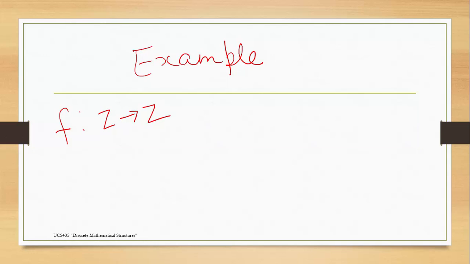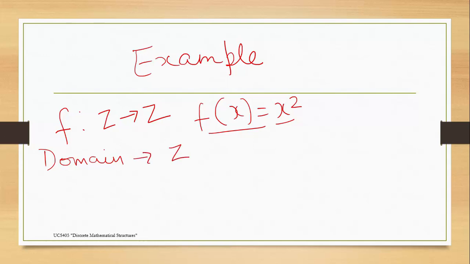Now taking one example for understanding the concepts. Suppose f is a function defined from the set of integers to the set of integers. This function assigns the square of an integer to the integer. That is, we can say that f(x) = x squared. So what will be the domain of this function? As the function is defined from the set of integers, the domain will be the set of integers. The codomain of this function, as the function is defined from the set of integers to another set of integers, will also be the set of integers.